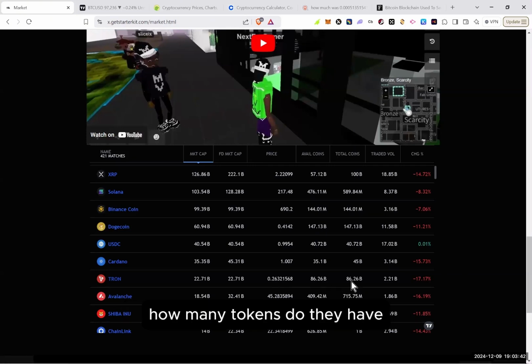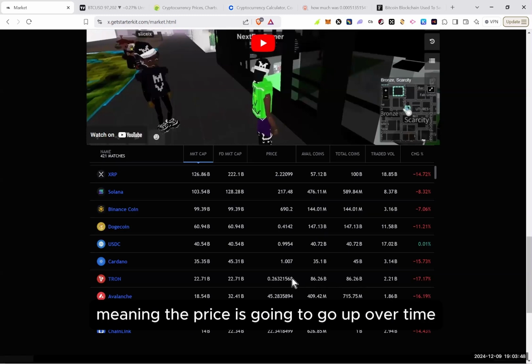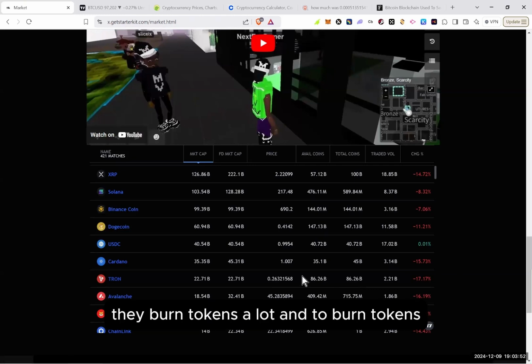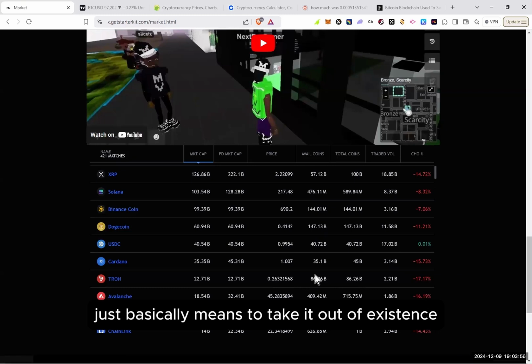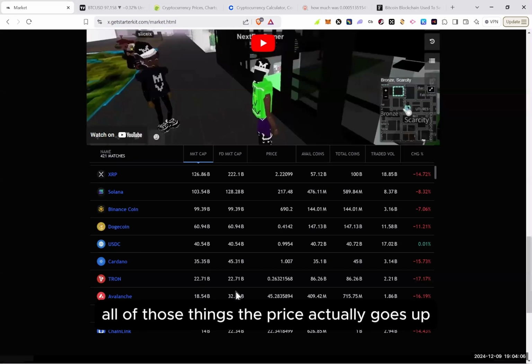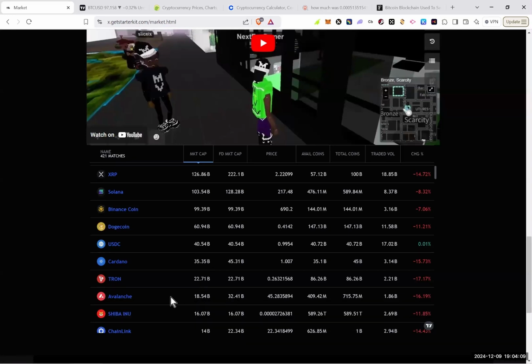How many tokens do they have? 86 billion. And it's deflationary, meaning the price is going to go up over time because of the tokenomics. The tokenomics are set, they burn tokens a lot. And to burn tokens just basically means to take it out of existence. When you burn tokens, it makes the actual price go up because there's less tokens available. So when you have less tokens available, but you still have capital, you still have market cap, all of those things, the price actually goes up.